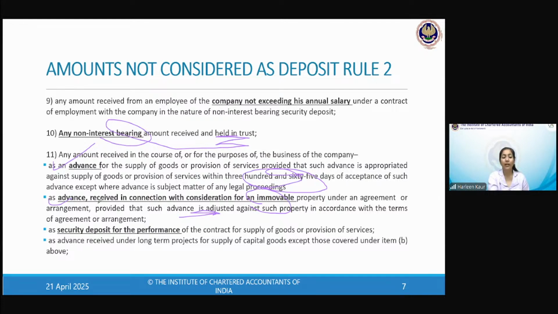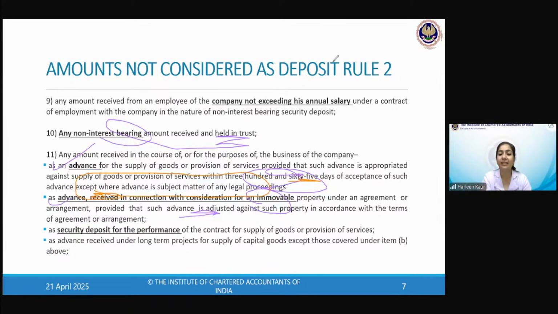Here, there is a small point in the first point. It says except where the advance is the subject matter of legal proceedings. So otherwise the 365 days condition is to be seen for not counting as deposits. But if there is any legal proceeding going on, if there is any fight going on between the supplier and the dealer, then you will not see the 365 days. Then whatever number of days it has been received, it is not a deposit. So the only exception is legal proceedings.